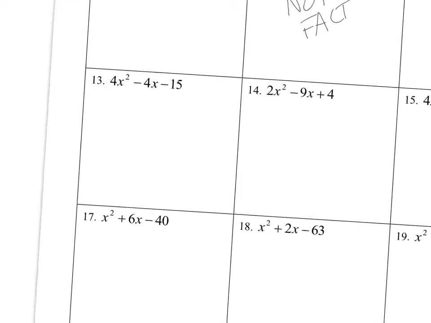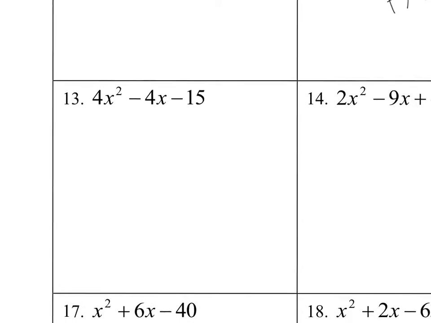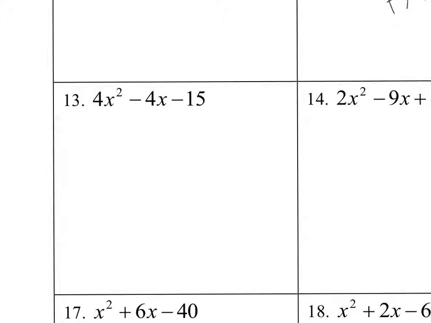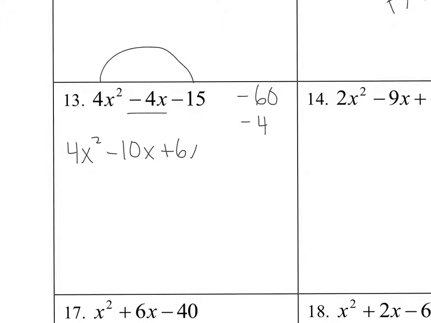And then number 13, no greatest common factor. So I'm going to do 4 times negative 15, which is negative 60, and I need factors that add up to get negative 4. So that is going to be negative 10x plus 6x minus 15. So I just stretched out negative 4x to be negative 10x plus 6x.